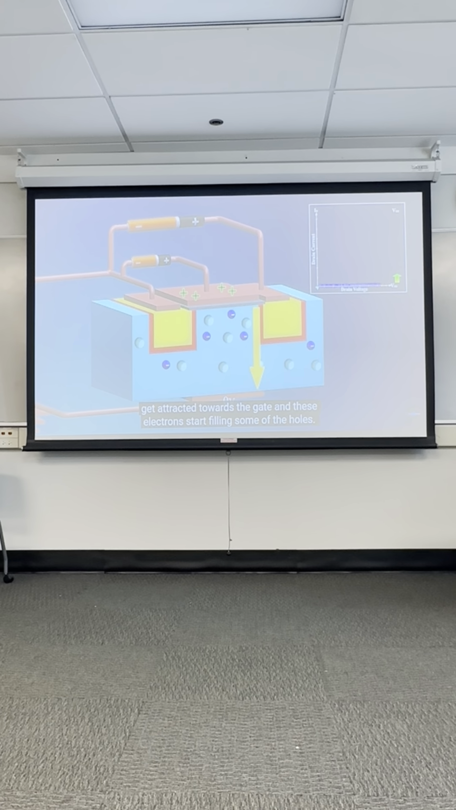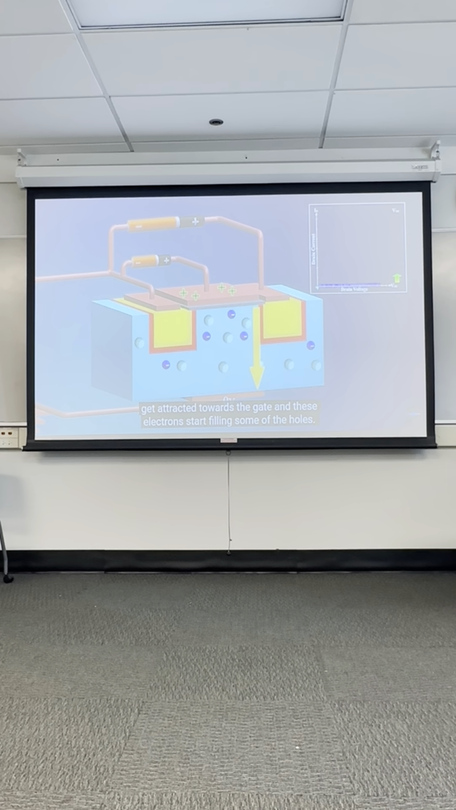some of the holes. Also, due to the stronger positive charge of gate, holes start moving away from the gate. Now, in this region, we can see there are no holes, but we have free electrons. Due to these electrons, the region near the gate becomes negative, or an N-type semiconductor. This creates a channel that connects the source and the drain to each other internally.